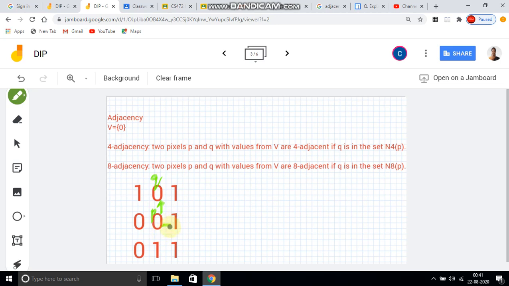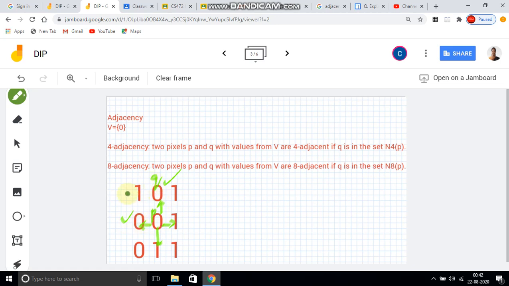P has got 4 neighbors. These are N4 of P. But only 2 of them have V equal to 0. So the 4 adjacent pixels of P are this one and this one. Others are not 4 adjacent. So the 0s are 4 adjacent.